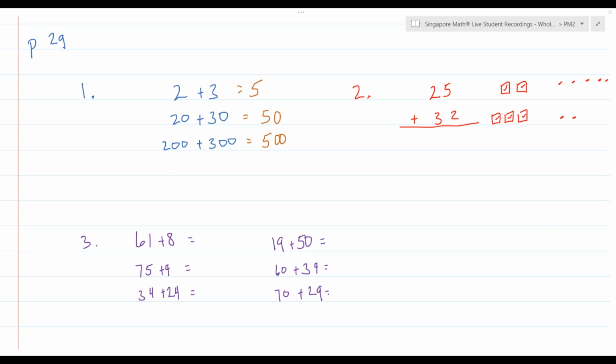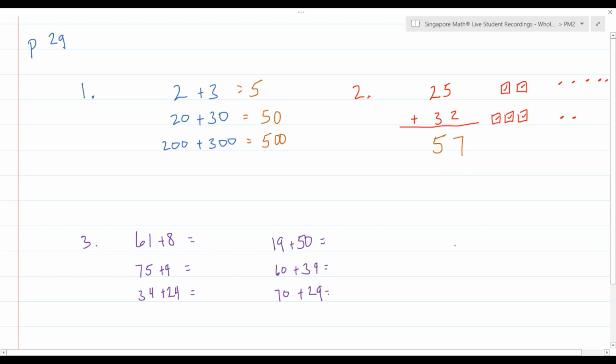Look at number 2 on page 29. It asks us to add 25 and 32. It writes it in the words add 25 and 32. It writes it as a vertical, up and down math problem. It also draws the picture of 2 tens, 5 ones, add 3 tens, 2 ones. However you think about it, all of those together are going to show you that in the end you're going to have 5 tens, 7 ones.